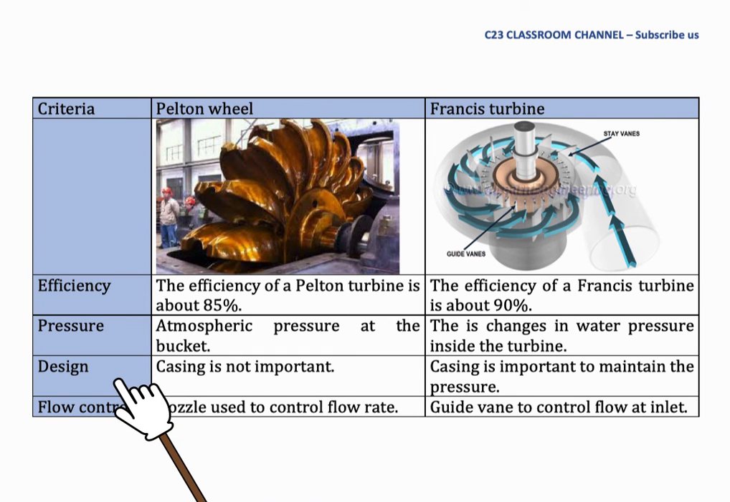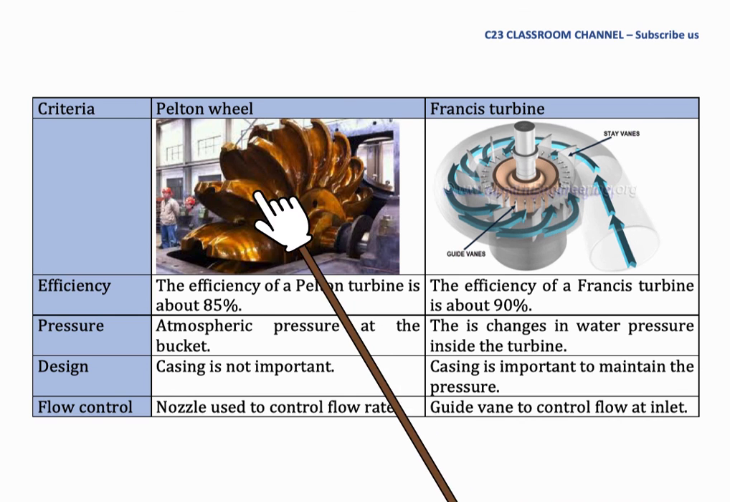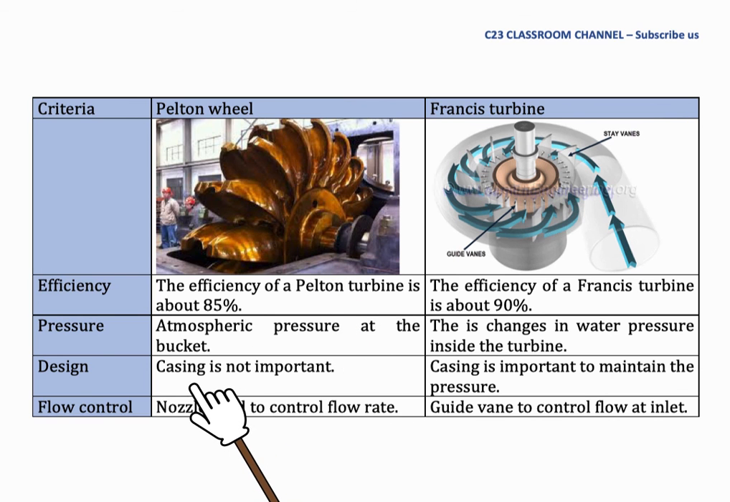In terms of design, we could say that the Pelton wheel does not have a casing, meaning the casing is not important. However, in the Francis turbine, the casing is important to maintain the pressure. And to control the flow, in the Pelton wheel the nozzle is used to control the flow rate. However, in the Francis turbine, we use a guide vane to control the flow at the inlet.